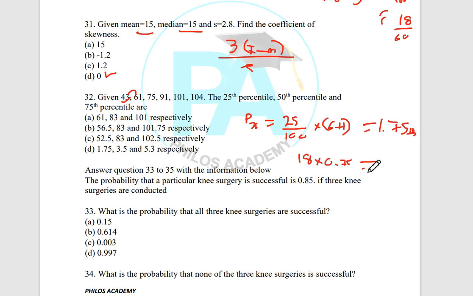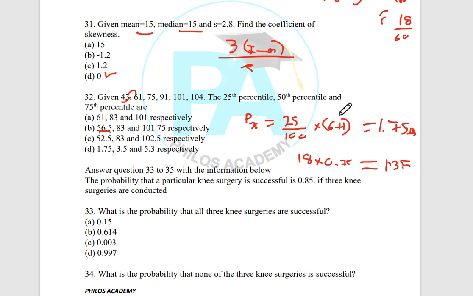When you multiply it properly, you get 13.5. So the result you get, you add it to the first position. You add this 13.5 to 43. When you add 13.5 to 43, you get 56.5, which is here.